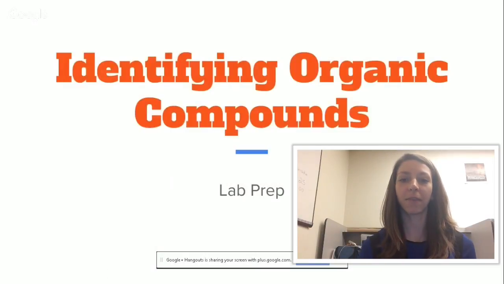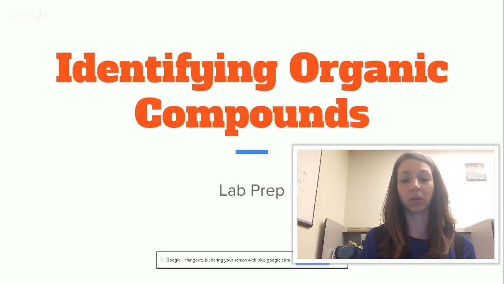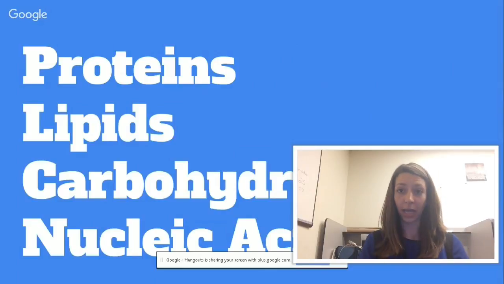So we're talking about identifying organic compounds for our lab prep for tomorrow. Now again, you guys are going to be solving this mystery for the lab, so you need to be able to know which organic compounds are going to be in which of the samples that we are testing. And again, the organic compounds that we are talking about are proteins, lipids, carbohydrates, and nucleic acids.